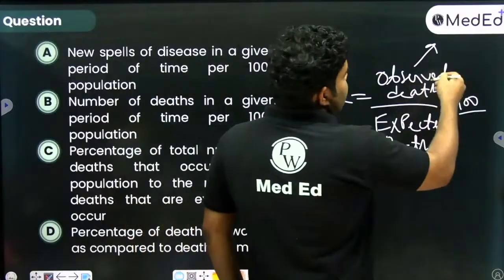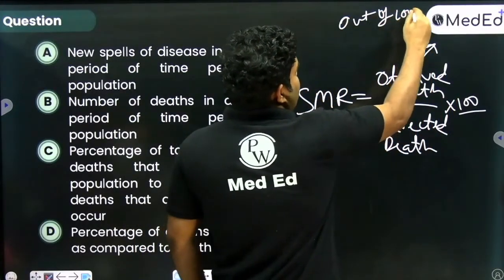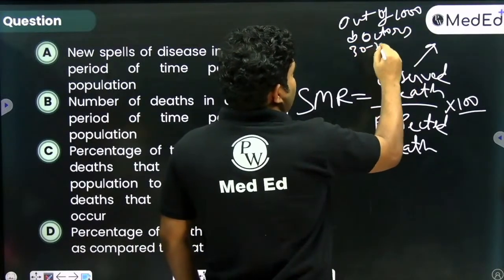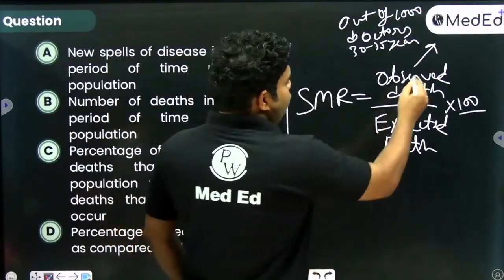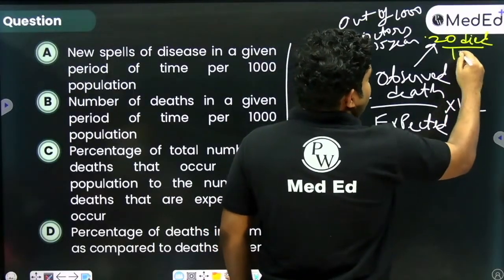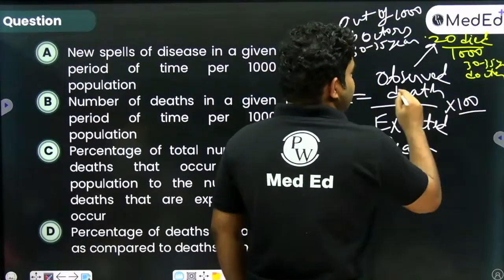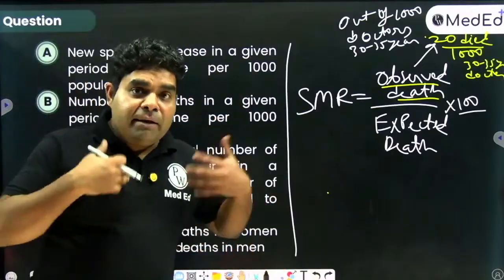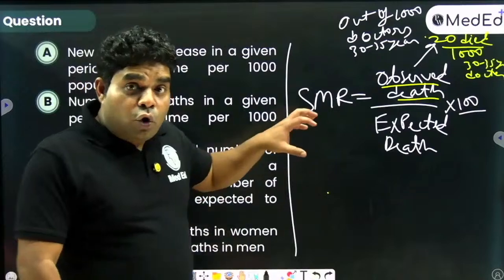And suppose you got the data that out of 1,000 doctors who are 30 to 35 years old, let's say 20 died. So 20 died out of 1,000 doctors aged 30 to 35 years. This is your observed death. You observed it and collected the data. आपने फोन करके ऑब्जर्व करके ये डेटा निकाला कि 1000 में से 20 डॉक्टर मर गए. This is your observed death.